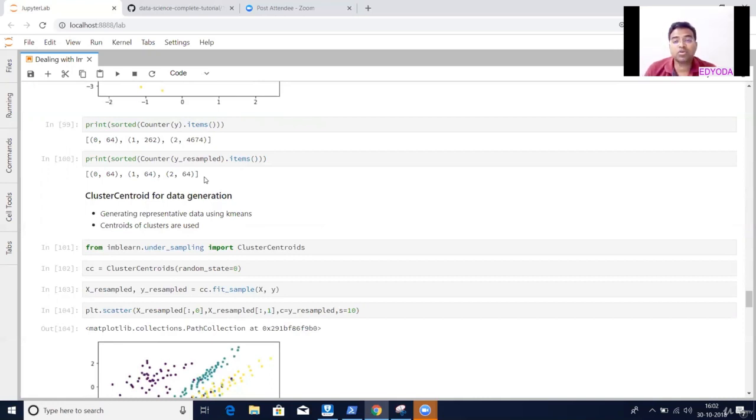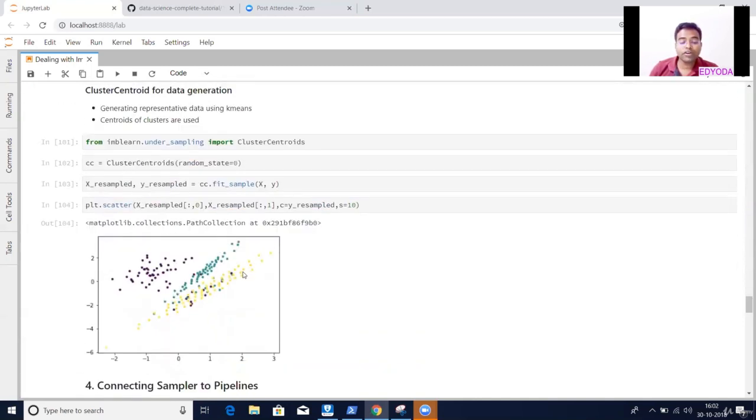It has its roots in k-means. Rather than choosing data from the existing data set, what we try to do is find the representative data. For example, we have this over-represented class. What we want is, in this case, the number of points in the under-represented classes, 64. So we want 64 representative data from the oversampled classes. We can use k-means here with 64 clusters, and the center of each cluster is now representative data.